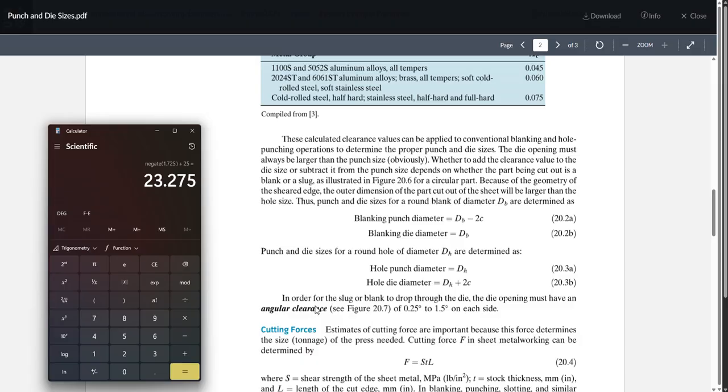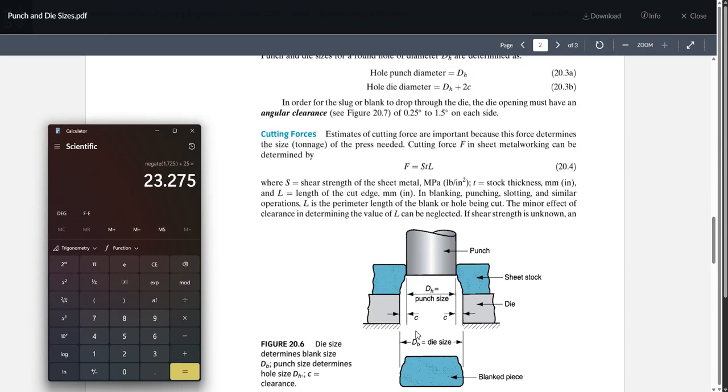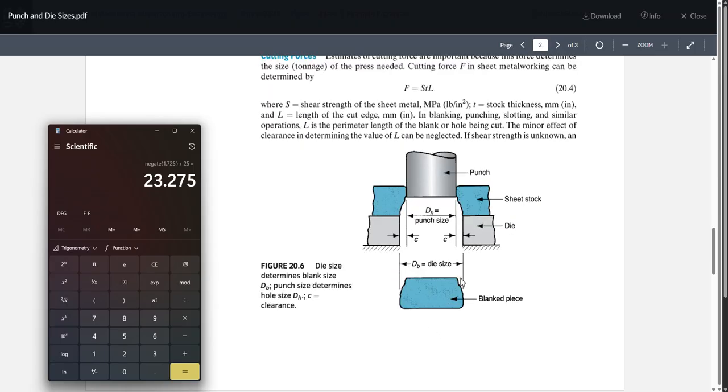So in order for the slug or the plank to drop through, the die opening must have an angular clearance, and that's what you can see in figure 27, or 25 degree or 1.5 degree on each side. I hope the diagram is here. Yeah, so you can see once again these are the clearances, c and c. This is the blank piece. The diameter of the blank piece is going to be decided, and then the punch should be smaller.